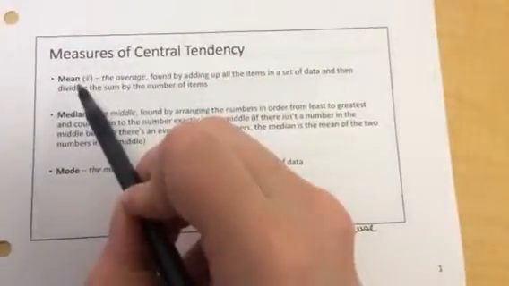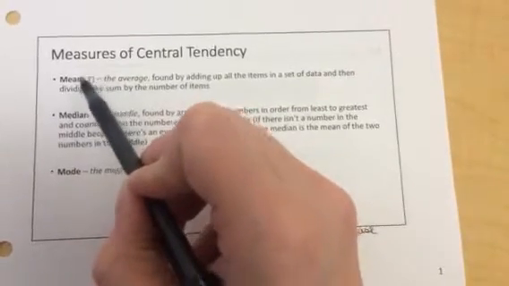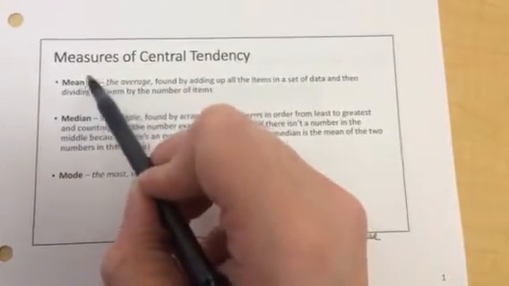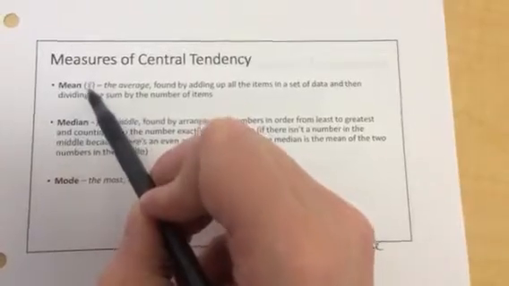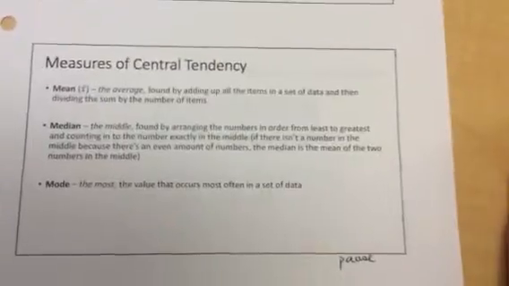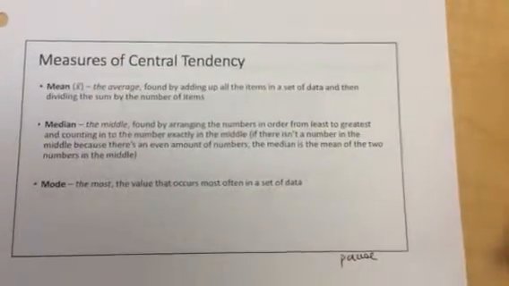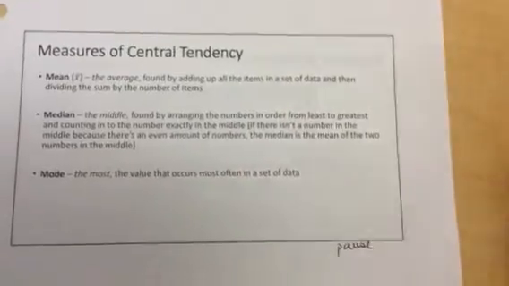So the first one is the mean, and we should be pretty familiar with mean. It's the same thing as average. This is its little symbol. If we see it in a formula later, they're going to tell us to find the mean by using this symbol, an X with a bar over it. And the mean is found by adding up all the items in your set of data and dividing by how many items you have.